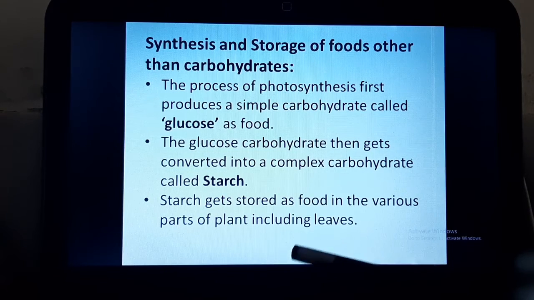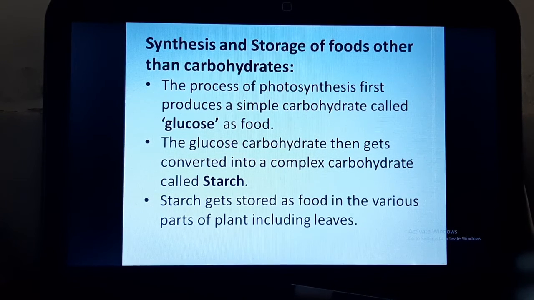So the part of the plant which we are consuming as food, like we are consuming seeds of legumes and pulses, we are using certain leaves of green leafy vegetables, we are using flowers of cauliflower, buds in cabbage, and modified stem in potato. So these all parts are having starch as a stored food.